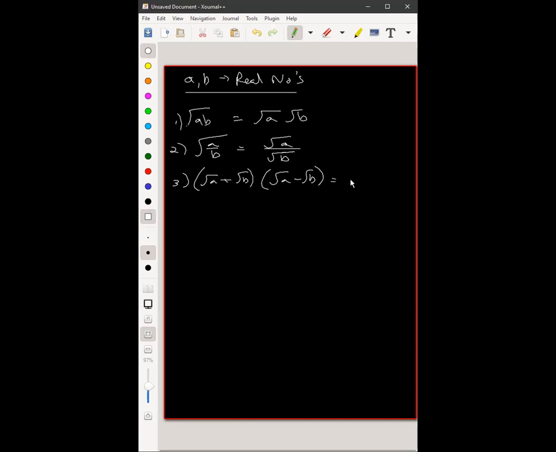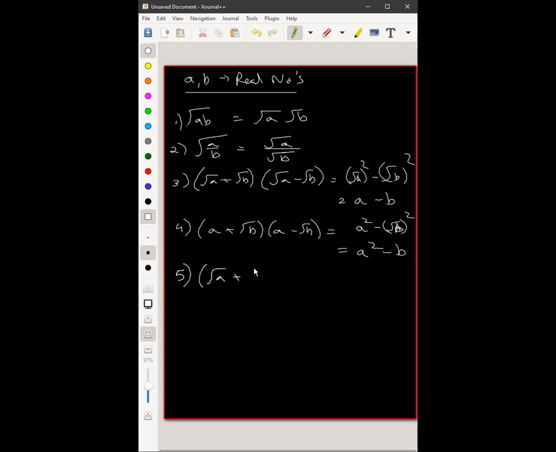So root a square minus root b square. Right, so root a squared minus root b, the whole thing squared, which is, what's root a squared? a minus b. Correct. Same way, a plus root b into a minus root b would be a square minus root b square, the whole square, which is a square minus b. Because there is no root in a, so a would remain as a square itself.